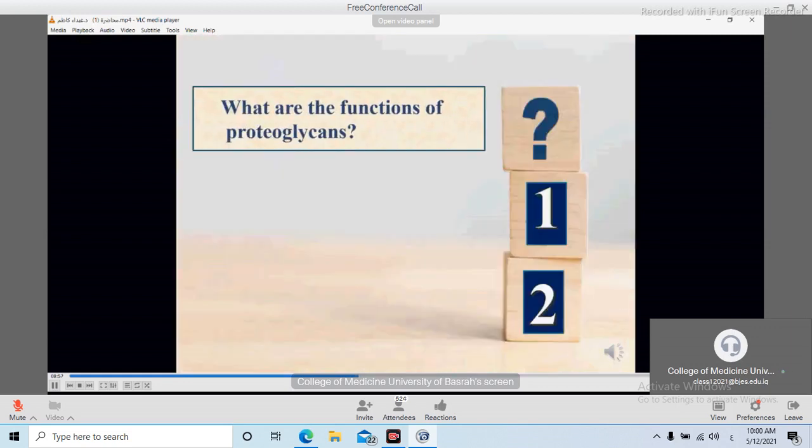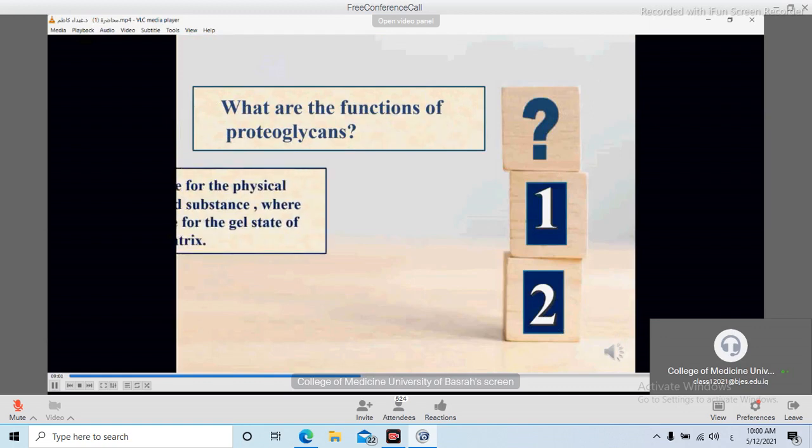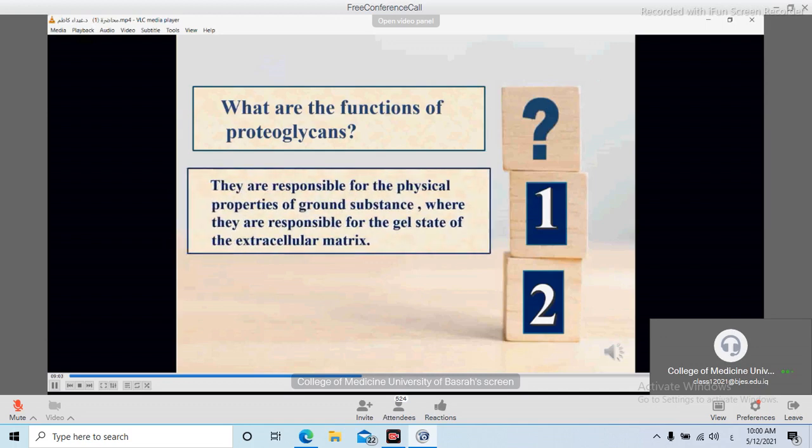What are the functions of proteoglycans in ground substance? They are responsible for the physical properties of the ground substance, where they are responsible for the gel state of extracellular matrix.